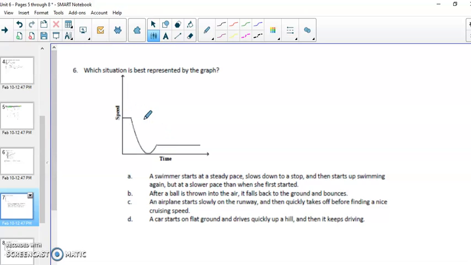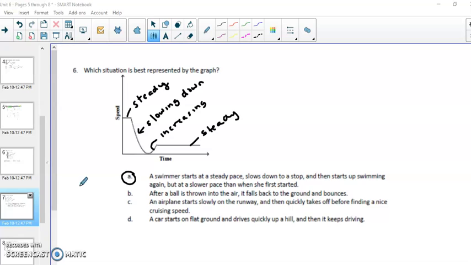Again, we're talking about speed and time. So let's see. We have a steady speed. Then we're slowing down. Then we're increasing the speed. And then we're steady once again. I want you to pause it here, read the choices, and make your best guess. So the only one that's really going through all of these is the swimmer. The swimmer starts at steady, slows down, starts swimming again, and then steady but slower than before.